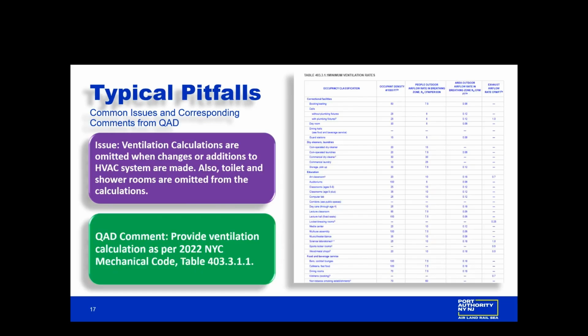Another common issue is the ventilation calculations. Usually these are omitted, and we do check for that, especially if there's changes to the HVAC system. Even if it's like changing out a couple of rooms, we don't know if it's like a conference room sometimes, or how many people were in a previous place and going to another place. So it helps to see the ventilation calculations that are provided, just to make sure it's been investigated and considered in the design. Next slide, please.